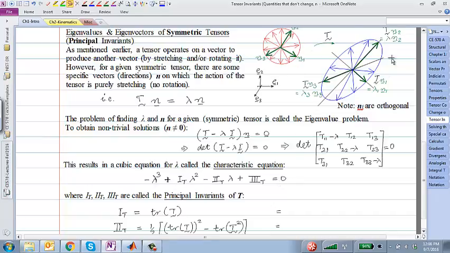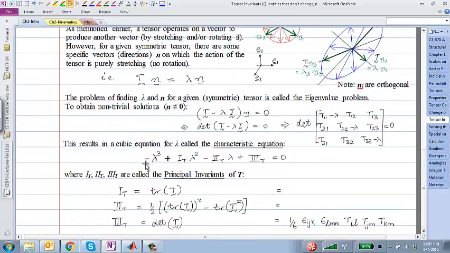You can express this tensor, 9 components, in this coordinate system, E1, E2, E3, or another E1 prime, E2 prime, E3 prime system. You are going to get this exact equation. What are these coefficients here? We have minus lambda cubed plus the first principal invariant, I_T, lambda squared, minus the second invariant of the tensor T times lambda, plus the third invariant. So since the coefficients of this equation are invariants, this entire equation itself becomes invariant.